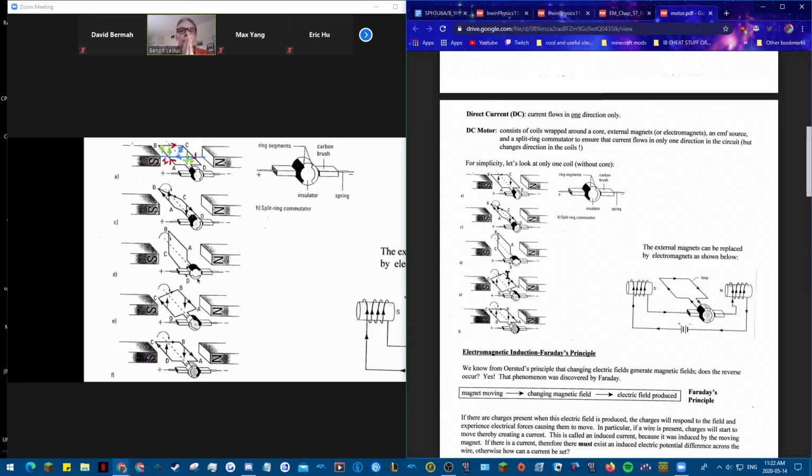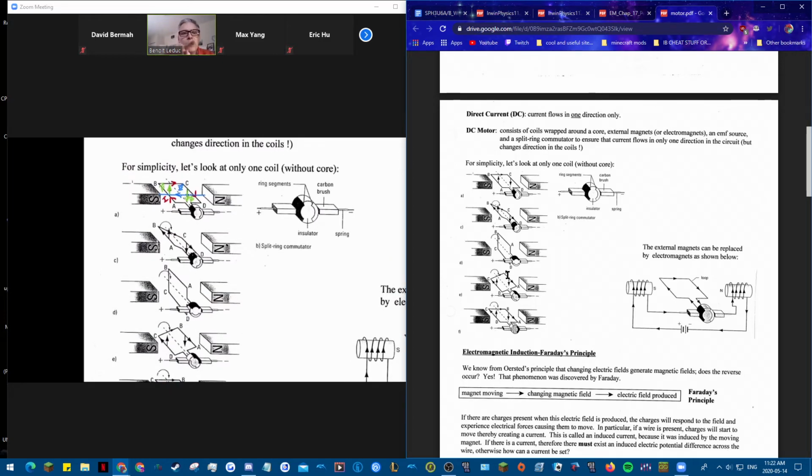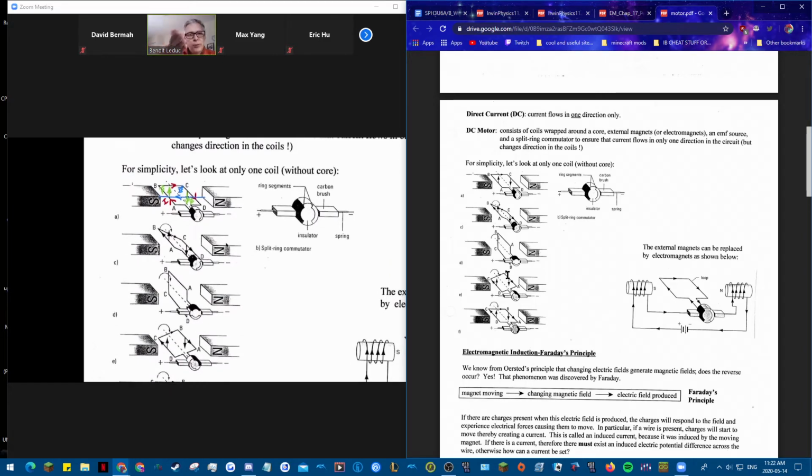All right, there won't be any current going through. That's okay. The coil will still rotate because of inertia. Okay, now, bear with me here. What you want is for the coil to rotate one way.